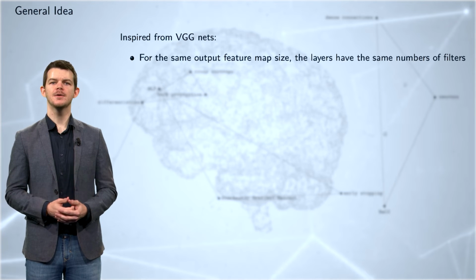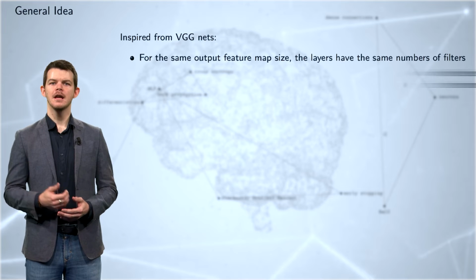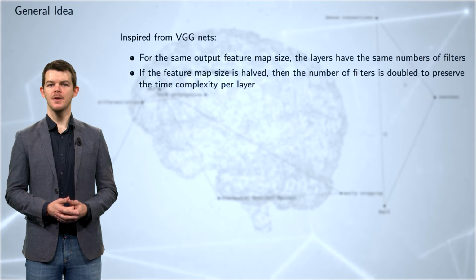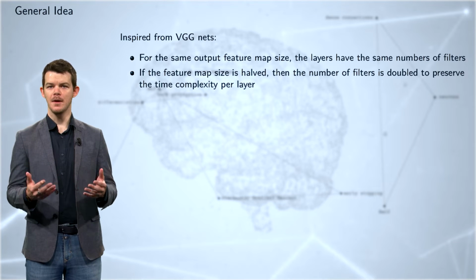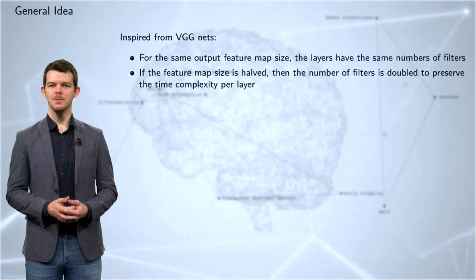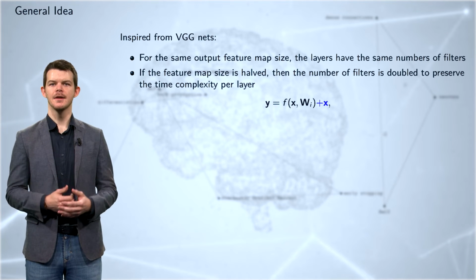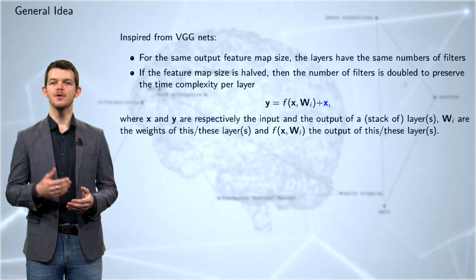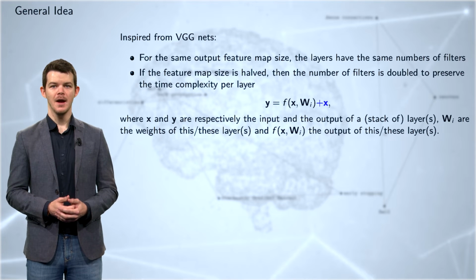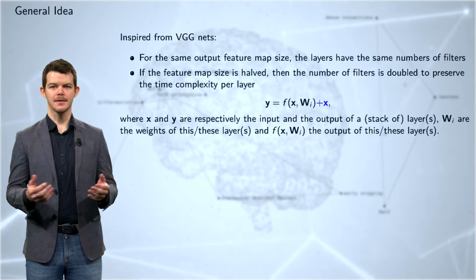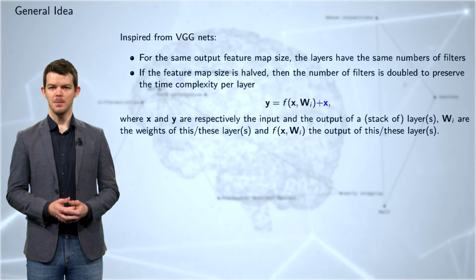ResNet is inspired from VGGNet. It follows some general rules. First, the same number of filters is used for layers that output a given feature map size. Secondly, if the feature map size is halved, then the number of filters is doubled to preserve the complexity per layer. The specific operation performed in ResNet is the addition, that is computing an output y equal to a function of x, the input of some previous layer, and wi, the weights in the corresponding previous layer, plus x. This is the operation we have described before, the one performed by shortcut connections.